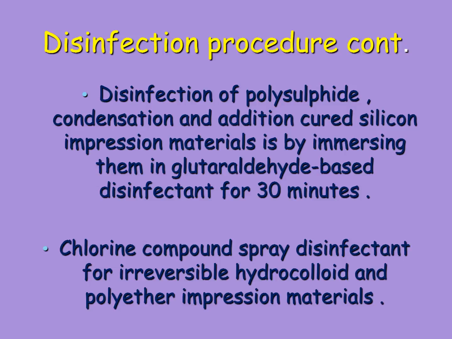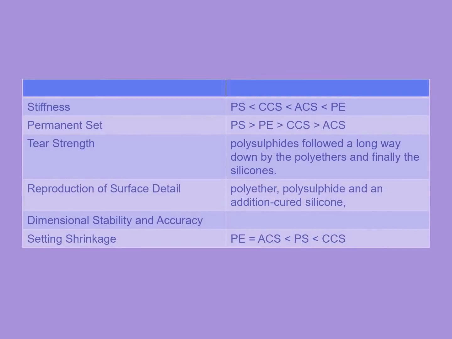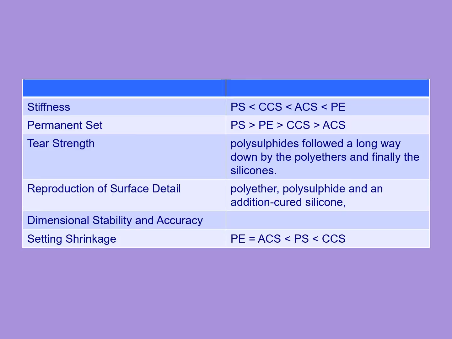Disinfection of polysulfide, condensation and addition cured silicone impression materials is done by immersing them in glutaraldehyde-based disinfectant for 30 minutes. Chlorine compound spray disinfectant is used for irreversible hydrocolloid and polyether impression materials. This table summarizes some of the properties that we've mentioned.